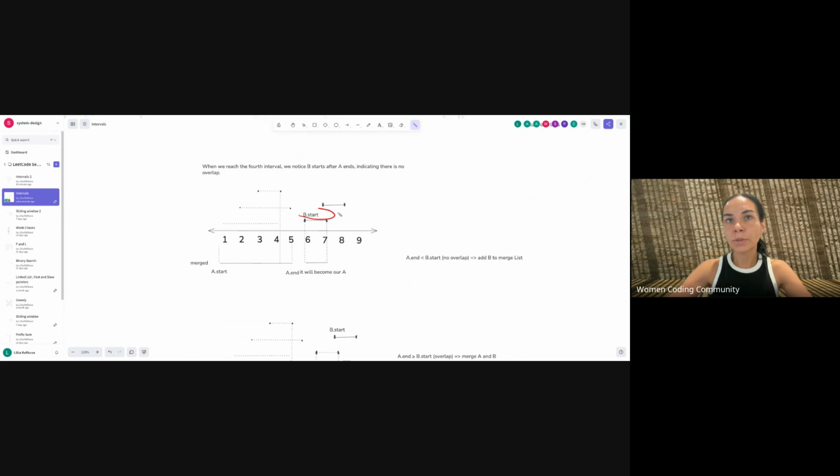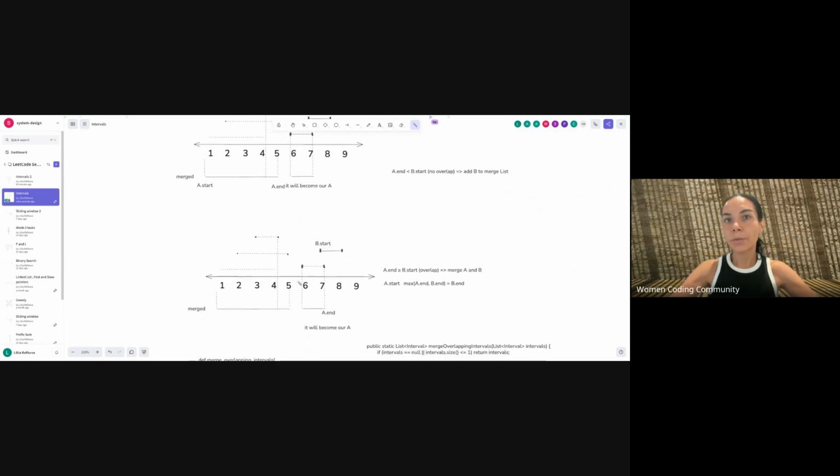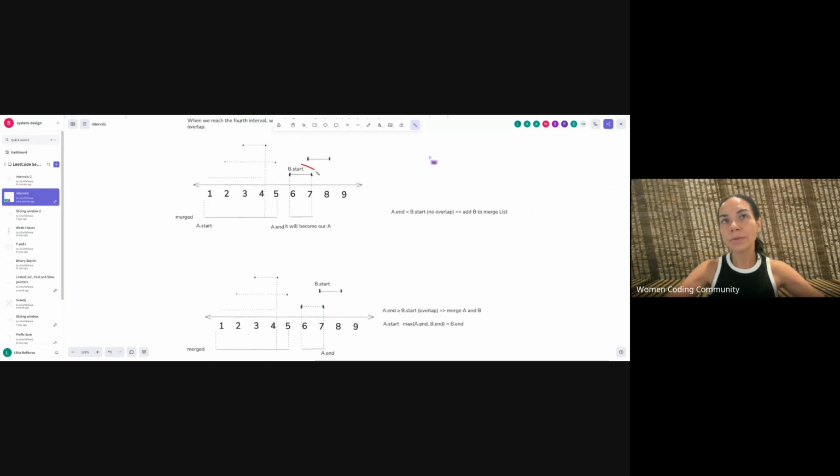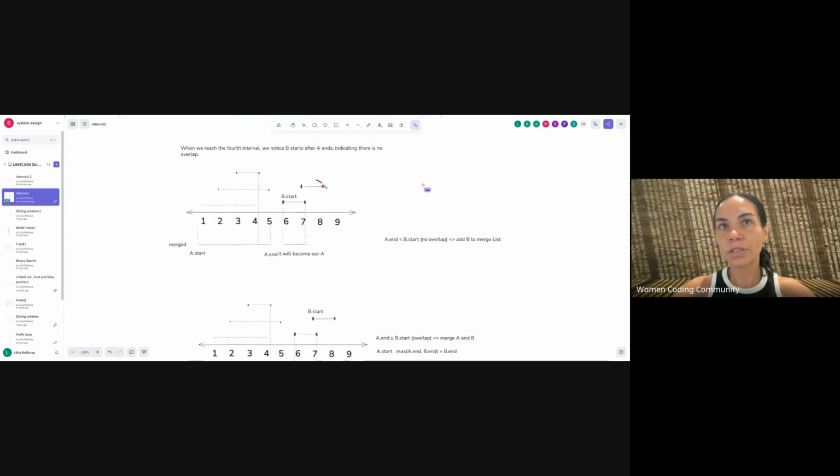Now we're moving to another one, which is B start. Here it is not overlapping. So we are leaving this interval; it's no longer our A interval. Now our new A interval is this one. If it's not overlapping, we're just not merging them and not applying the formula. We just come back to the B start here. Now that we compare B start, we're moving to this interval.